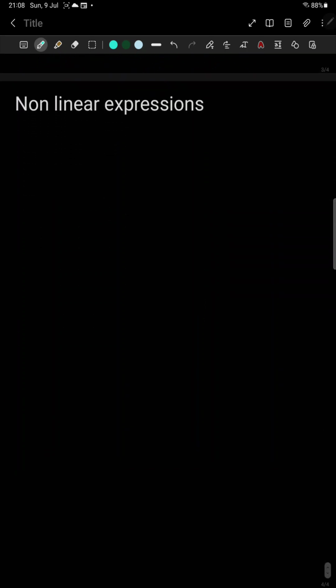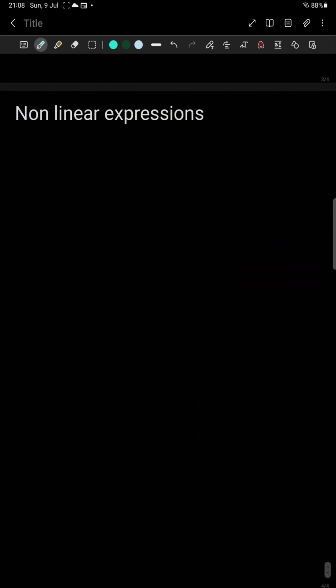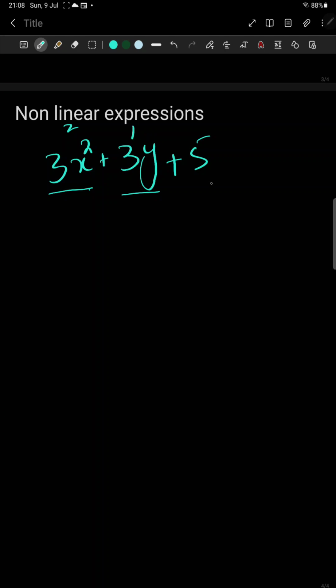Next we will find out what are the non-linear expressions. The non-linear expressions are the expressions in which the index of the equation is more than 1. Either it is 3, or 4 or 5, whatever. We can see that in the first term the index is 2. In the second term the index is 1. In the third term the index is 0, because x raised to power 0, you may say y raised to power 0. So there is no variable, so we will say the power of the variable is 0. So in this case we will say this is a non-linear expression.